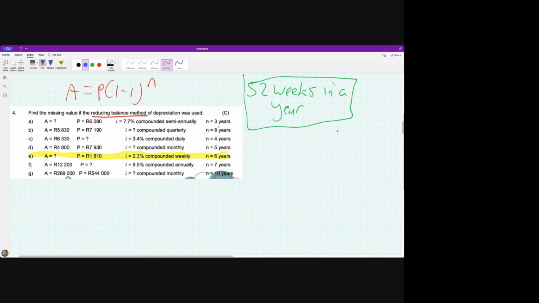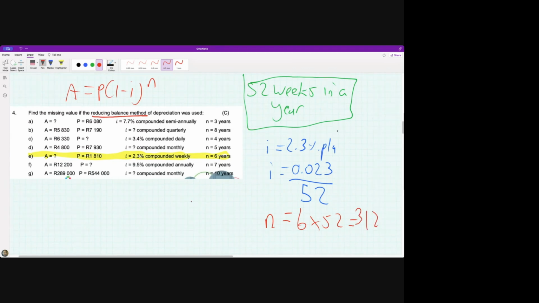So I think what we need to do is take the interest rate, which is 2.3% per annum, and convert it. So 0.023 must be divided by 52, and n must be 6 times 52, which is what? 6 times 52 is 312. So what is A going to end up being?